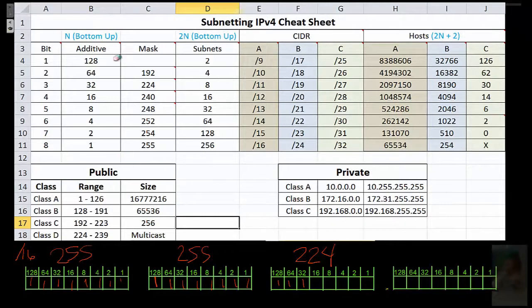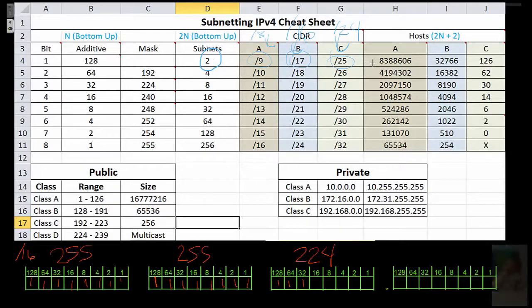What else? If we enable this first bit and we had an additive of 128, we can create 2 subnets out of that. That happens if we're dealing with a /9, a /17, or /25, assuming that we're starting from the default mask. Here we're starting from a /8 and working our way down. /9 means we made 2 networks. If we started at a /16 and worked our way down, 17, 18, 19. If we started at a /24 and worked our way down, 25, 26, 27, then this is how many subnets we made. Okay.